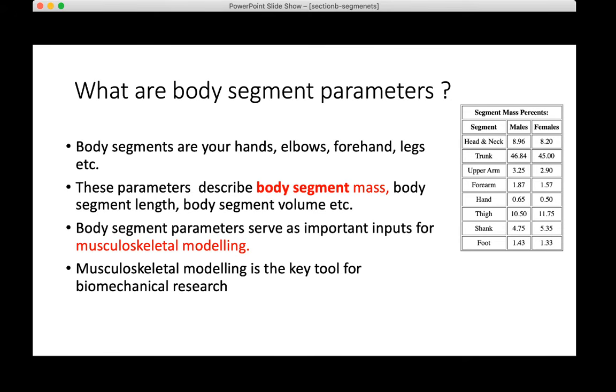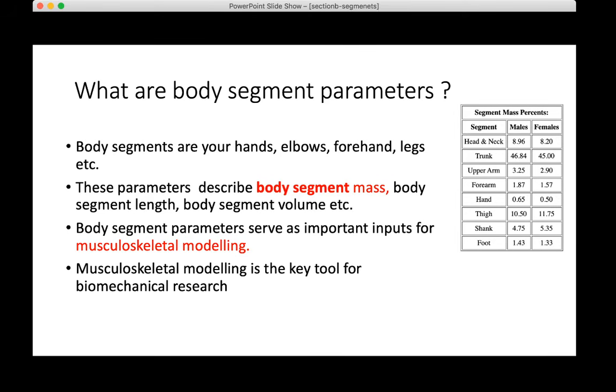What is musculoskeletal modeling? That is the key tool for doing this kind of research. It is basically modeling with the help of a computer and software. And for that we need some input parameters of your body segments: mass of your body segment, length of your body segment, volume of your body segment. So by these values we can make a model of a particular athlete.